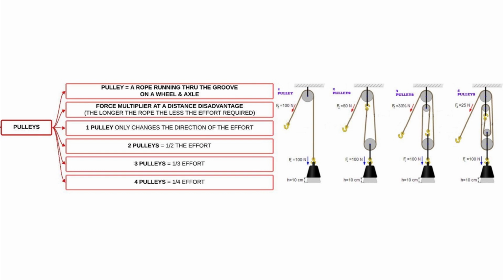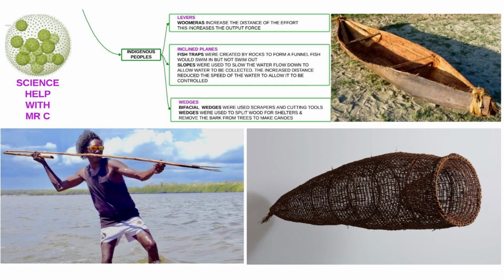Two pulleys halves the effort. Three pulleys makes the effort a third. And with four pulleys, you only need a quarter of the effort. Then the last bit of this topic is the fact that Indigenous Australians also used simple machines for the 65,000 years before Europeans turned up.